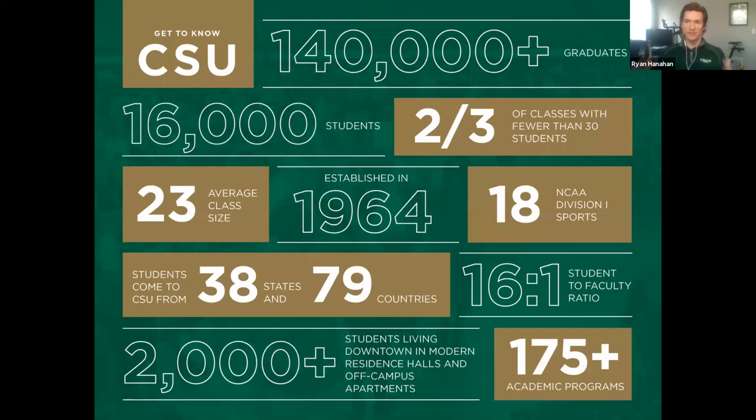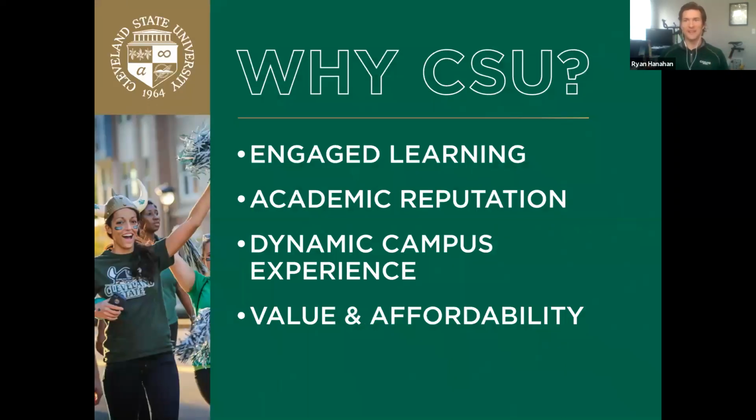I know during the college search process, there are a lot of people like me who are talking to you, constantly throwing information at you, and it can get very confusing and overwhelming at times. So even though we're going to be talking about a lot of info with CSU tonight, the main 4 things we always try to make sure students remember when they think about CSU are our engaged learning approach, our academic reputation, our dynamic campus experience, as well as the value and affordability of the education we provide to our students. We'll talk a little bit more about each of those as we go through the presentation. Again, those are the 4 main things we really try to push to anyone who's interested in CSU.